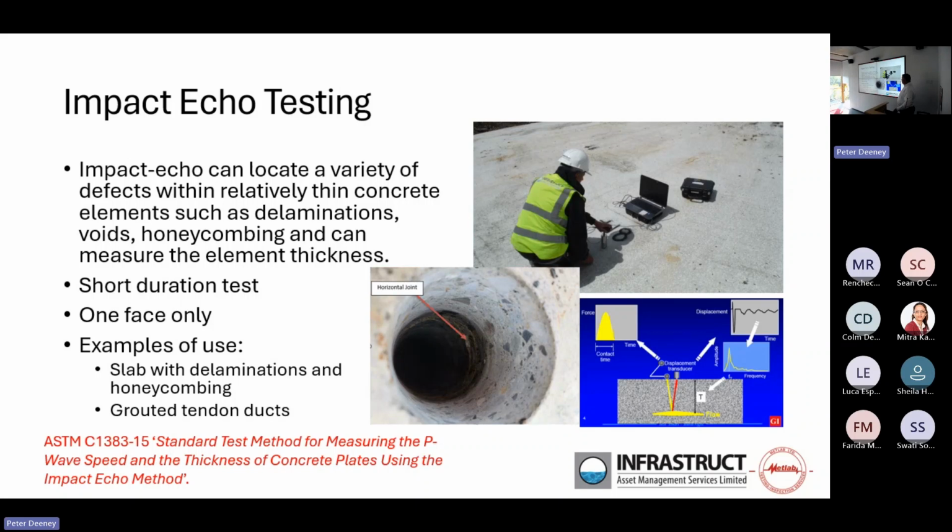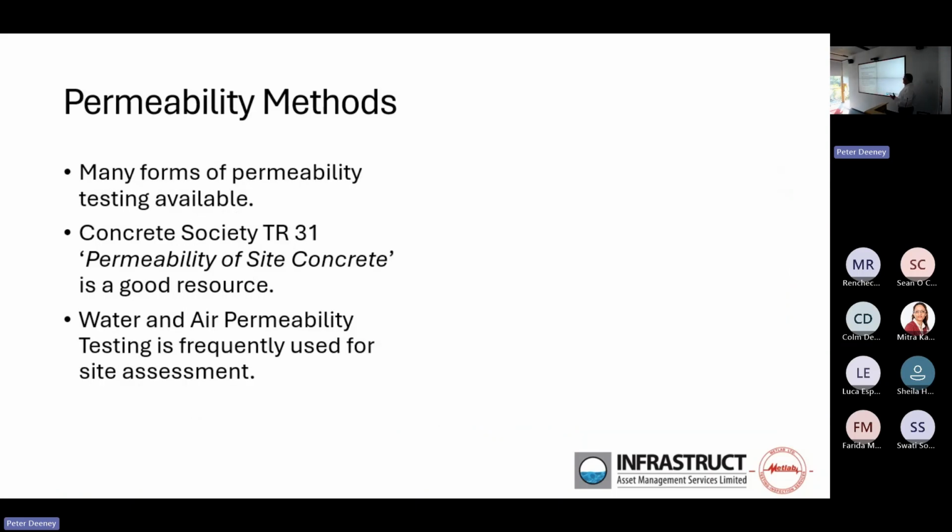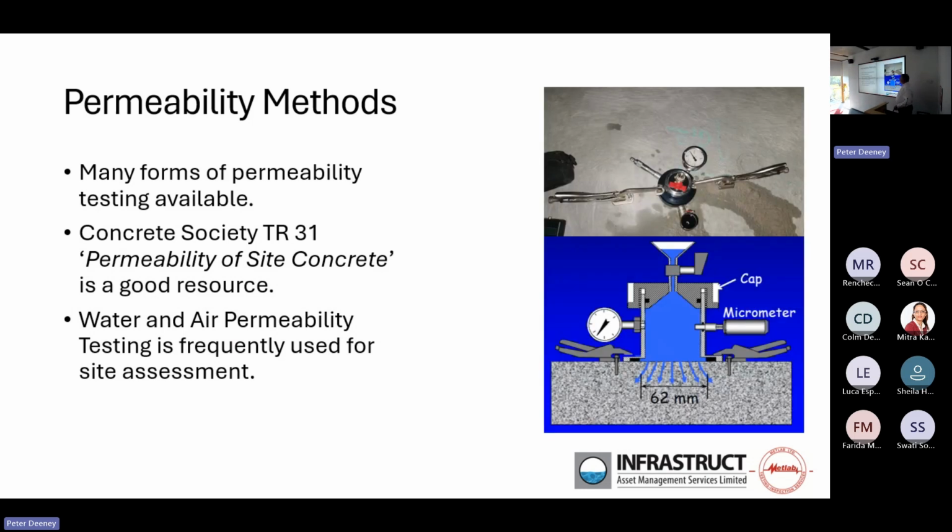So what we'll do then is we'll move on to the next system, permeability methods. And as I've explained, and this is a very quick synopsis, a quick run through, there's many different forms of permeability. Two that we use regularly enough would be the German instruments, GWT. This actually, under pressure, forces water into the actual concrete and actually measures the rate of water penetration.